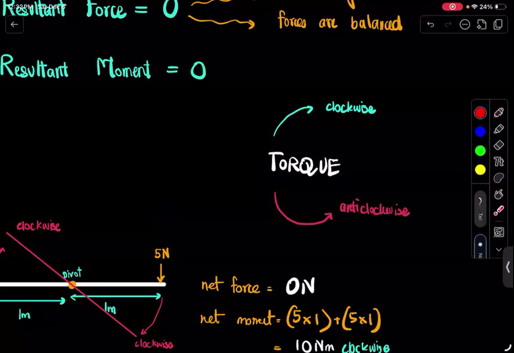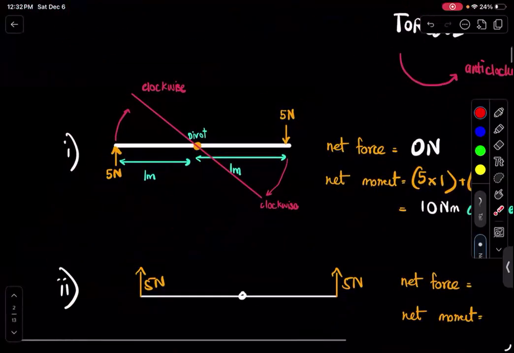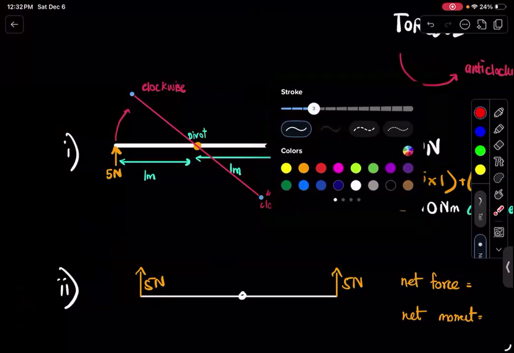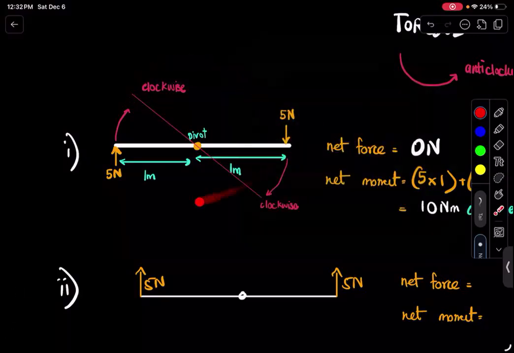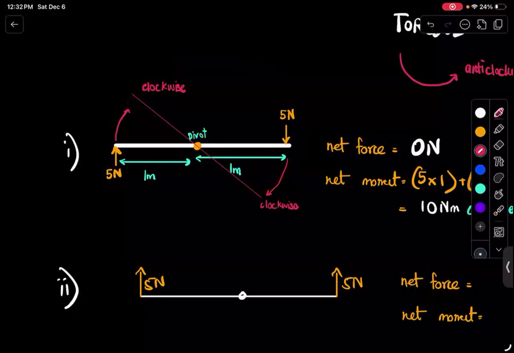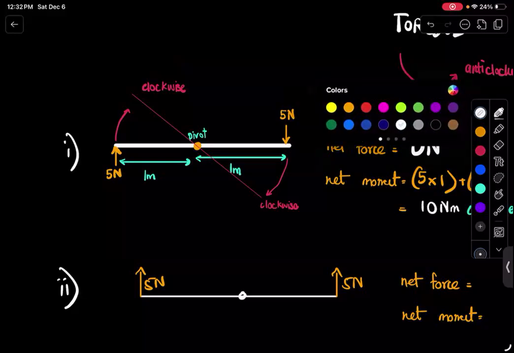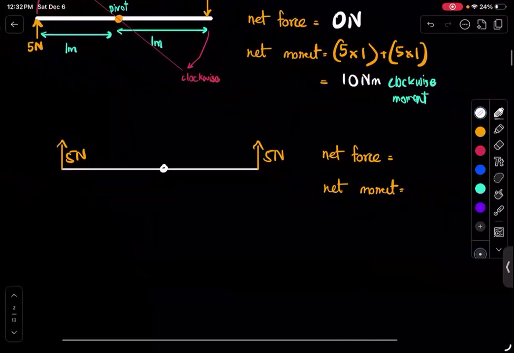It's going to either turn your system in the clockwise direction, or it's going to turn it in the anti-clockwise direction. So because this is going to turn your pencil in a net clockwise direction, that means it's not going to have a net force, but it is going to have a net moment. Okay, now, what about this example?